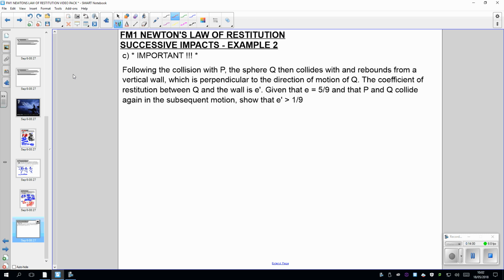But part C, important now. Following the collision with P, the sphere Q then collides with and rebounds from a wall perpendicular to the direction of motion of Q. Okay, how do we draw a wall? Well, we're going to draw it like this.